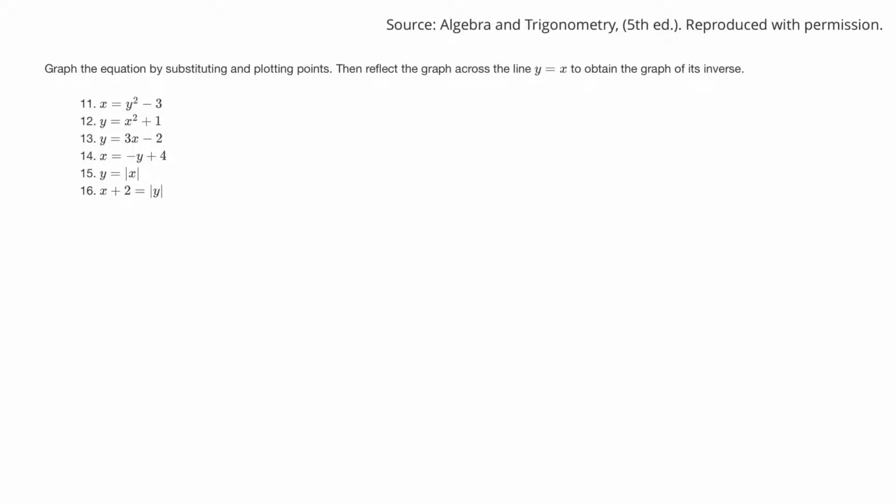Here's a few questions on inverse functions. The first question, and we'll do maybe a couple of these: graph the equation by substituting plotted points, then reflect the graph across the line y equals x to obtain the graph of its inverse. So they first want us to graph this line, x is equal to y squared minus 3, by substituting and plotting in points.